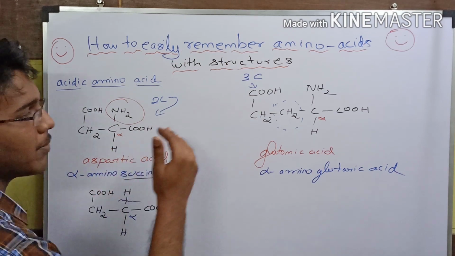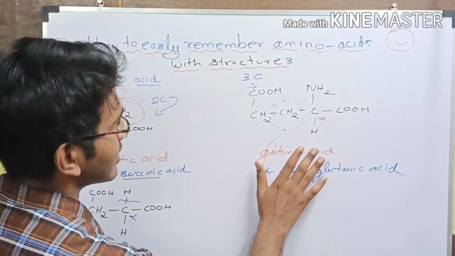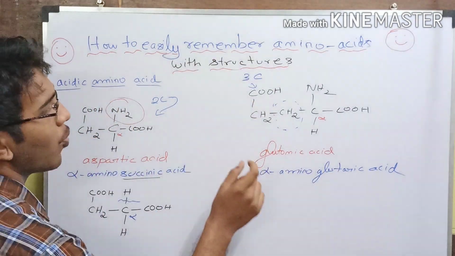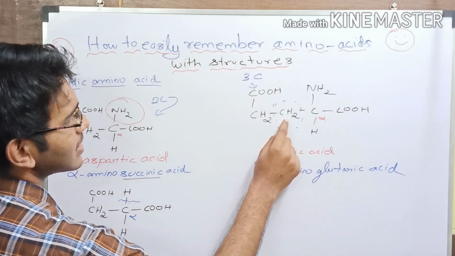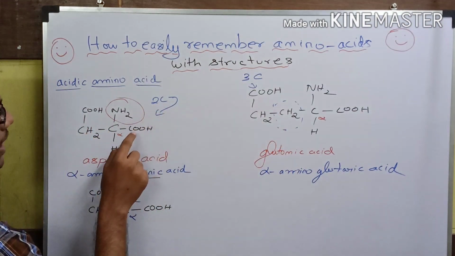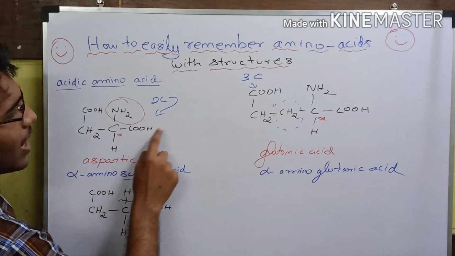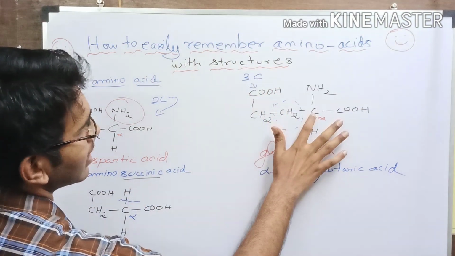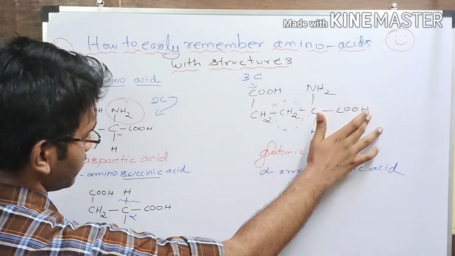Now let us come to glutamic acid. Glutamic acid is nothing different from aspartic acid. It is more or less similar, only it has one extra carbon atom. Here we have two carbon atoms attached to the carboxylic group, and here we have three carbon atoms, 1 2 3, three carbon atoms attached to the COOH group.